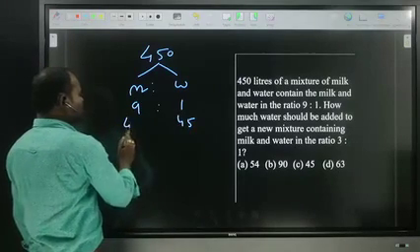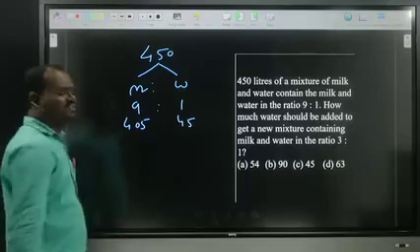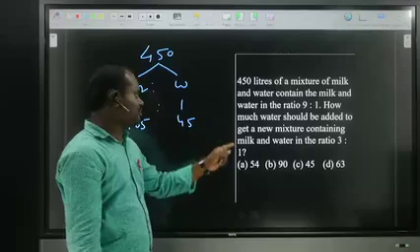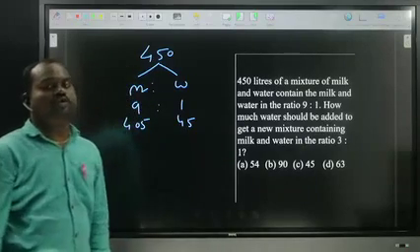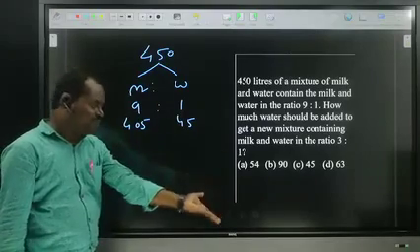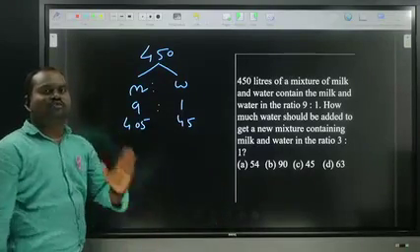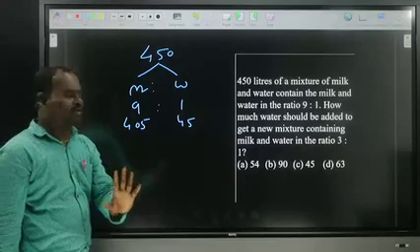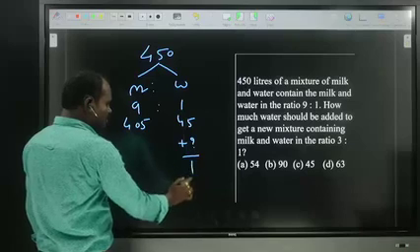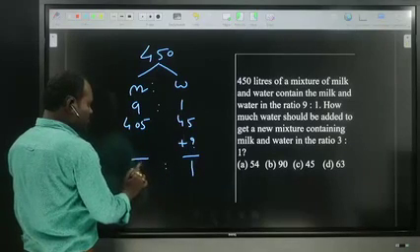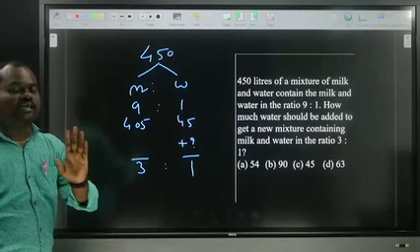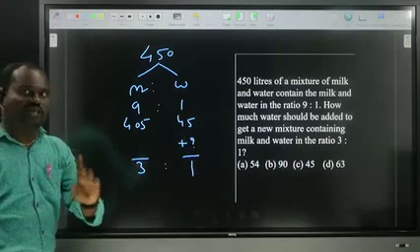The balance, milk, is 405. The question is how much water should be added to make the ratio 3:1. By adding how much water does the ratio become 3:1? We should add only water, don't add milk. We don't know how much water. The milk quantity stays as it is, only the water changes.